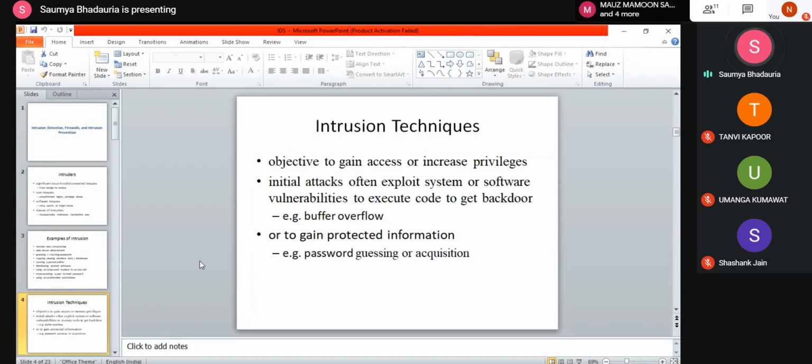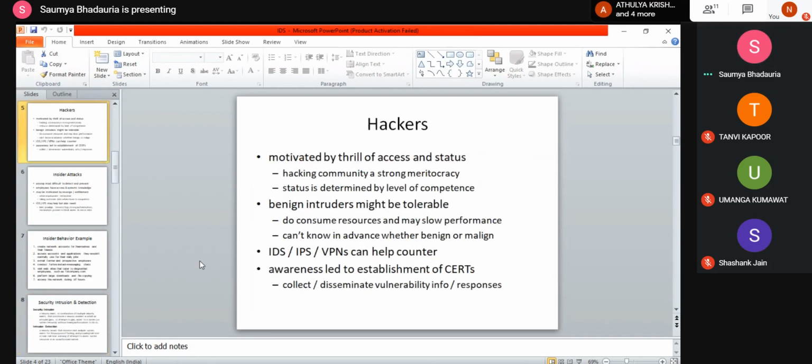Okay. The other case could be that your intruder only tries to gain access to the password files which are there onto the system. So whatever intrusion techniques are there, all of these techniques will have specific behaviors. Clear? So hackers, I guess this need not be discussed once again.